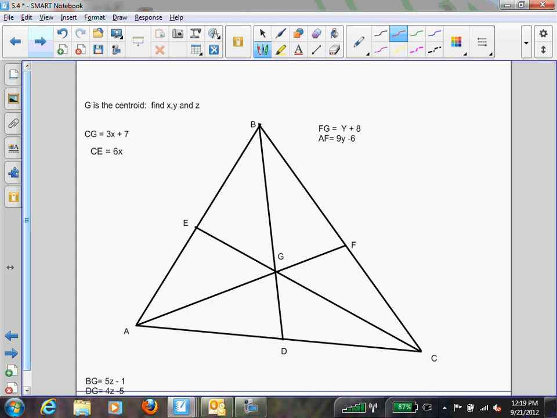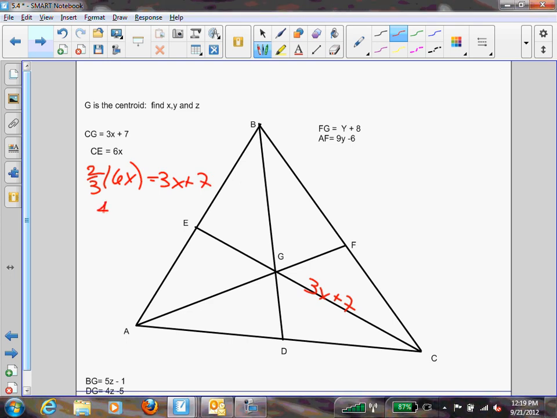CG, where's my CG? Is 3x plus 7. CE is 6x. So the whole thing is 6x. I want to know what x is. What kind of an algebraic expression am I going to write? What am I going to say on here? Sarah? Perfect. That gives me 4x is equal to 3x plus 7. So x is equal to 7.